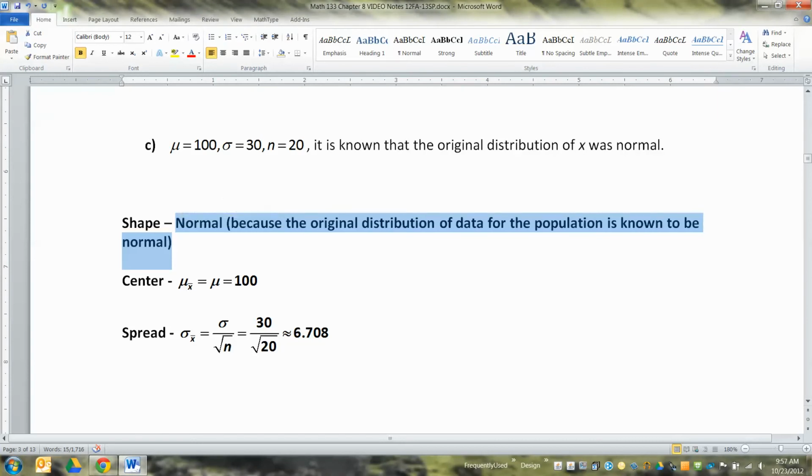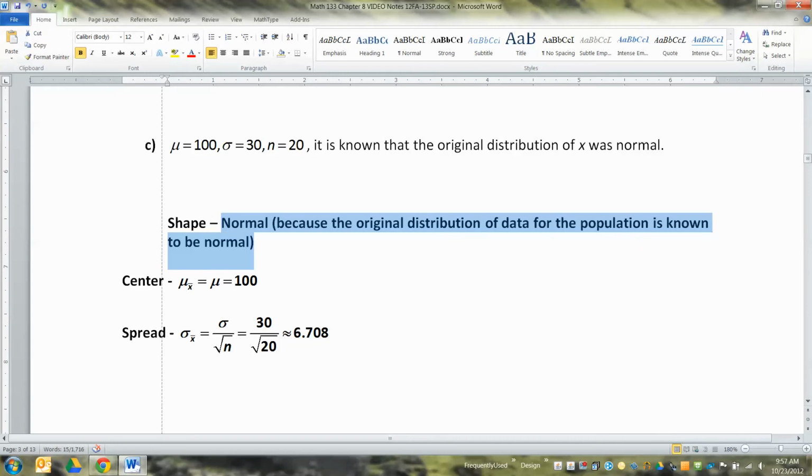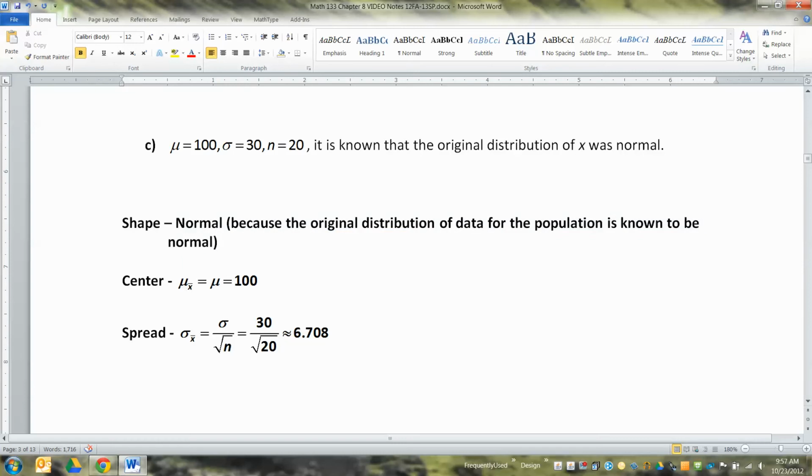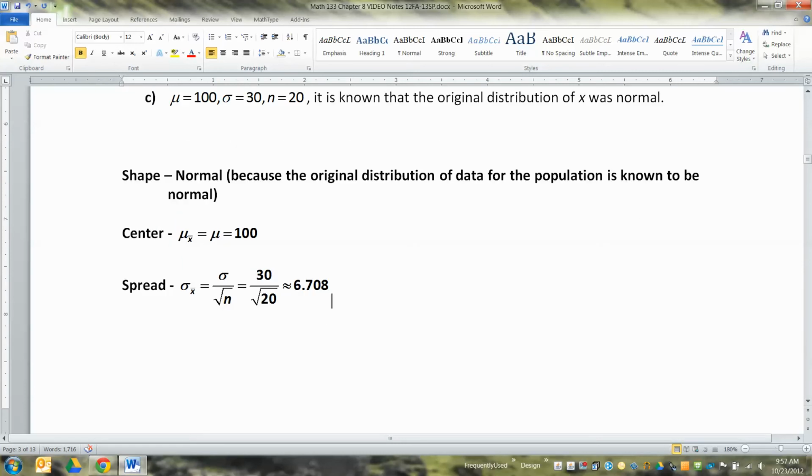Now, the center of those sample means will be mu sub x bar, which is equal to 100. And the spread will be equal to sigma over the square root of n, which is 30 divided by the square root of 20, which comes to about 6.708. Use a calculator, use whatever. Alrighty.